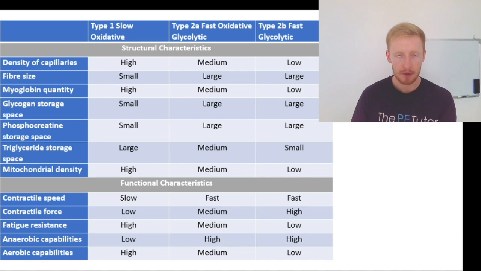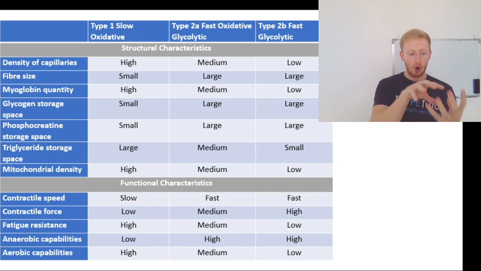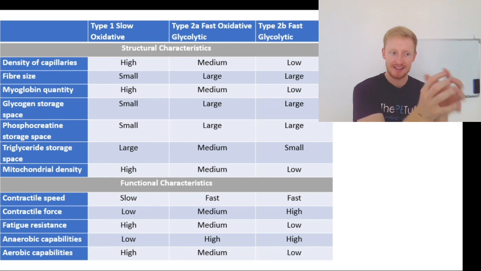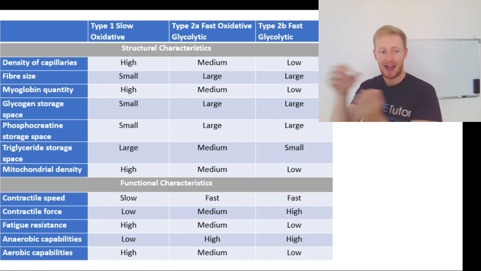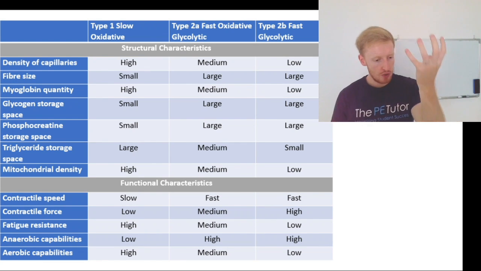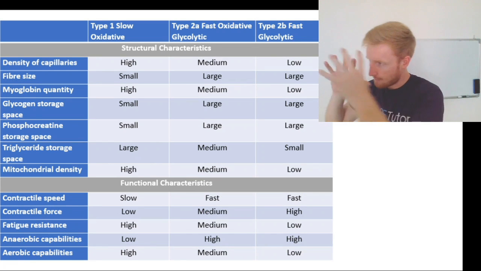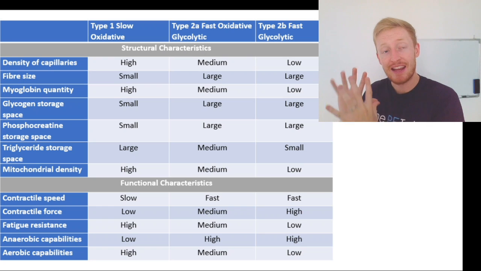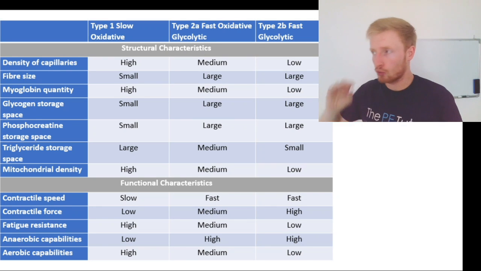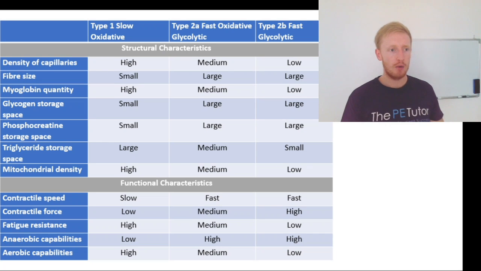What's its shape? The function is then, what can all of those different properties actually achieve? How does it actually put it into action? So structure is what you can see. It's things, it's stuff. Whereas the functional characteristics is what the muscle fiber can achieve, what role it serves in sport. So we'll look at the structural ones to start with.